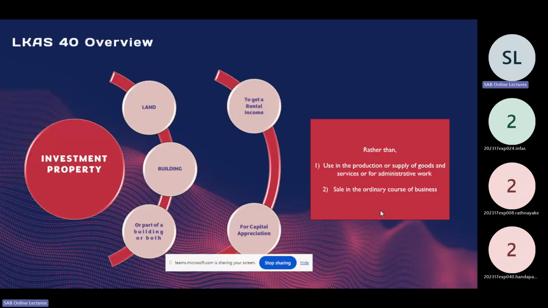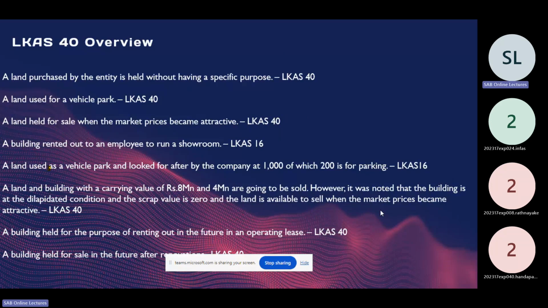LKAS 40 defines investment property as a building or land, or part of a building, held to earn rentals and for capital appreciation rather than for use in the production or supply of goods or services, for administrative purposes, or for sale in the ordinary course of business. We can introduce an example of investment property.